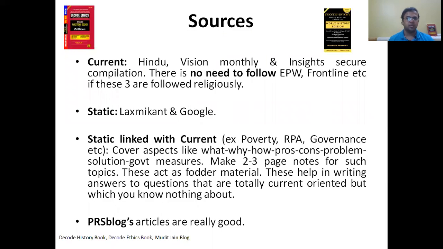Sources. I don't think I have told you about sources in previous videos, but GS2 is a very vast subject. So first, let me give you a clear picture regarding sources. You can see for current, I have mentioned the Hindu newspaper, Vision monthly magazines, the PDFs of which are available online for free. The Hindu you can read online for free, and Inside Secure compilations are also available online for free. So my sources of current were free of cost. I didn't spend a penny on my current affairs preparation.